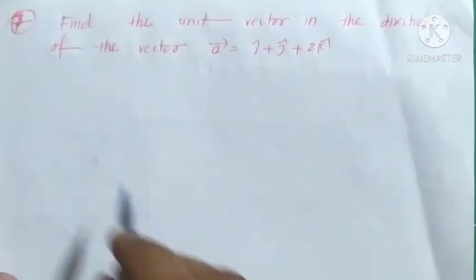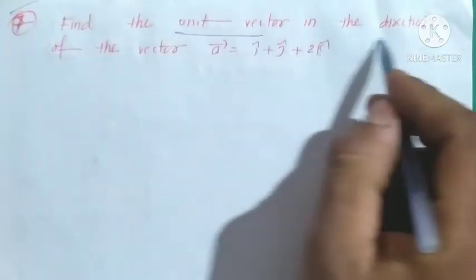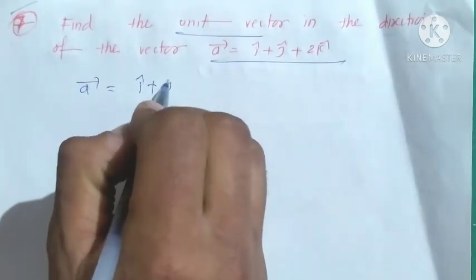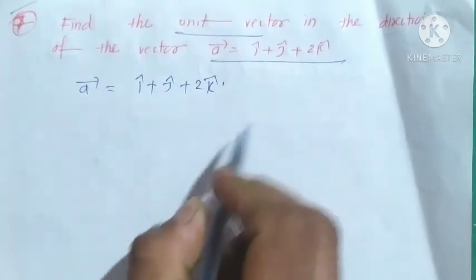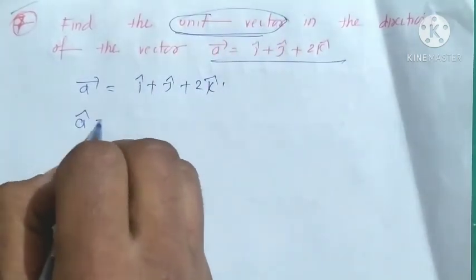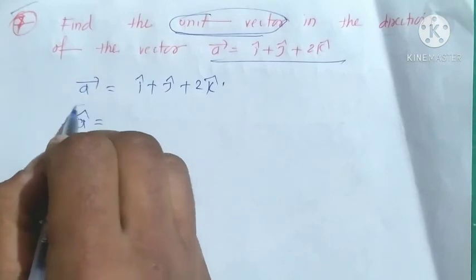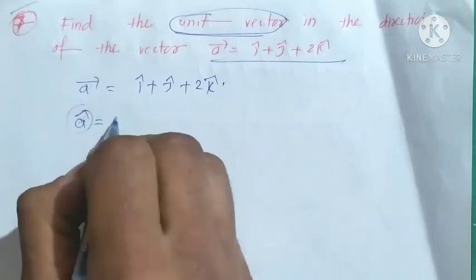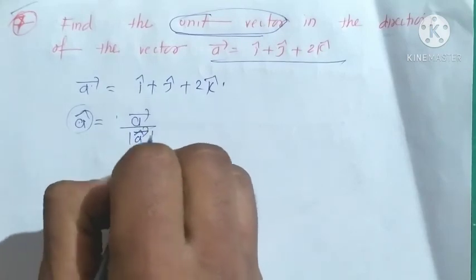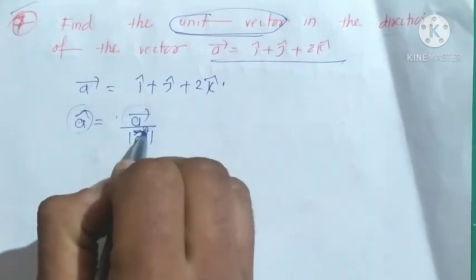Our next question is question number 7. Find the unit vector in the direction of the vector. The vector given here is i plus j plus 2k. So we have to find the unit vector of this vector. How do we find the unit vector? A cap represents the unit vector of this vector. How do we find it? Vector A upon the magnitude of vector A.